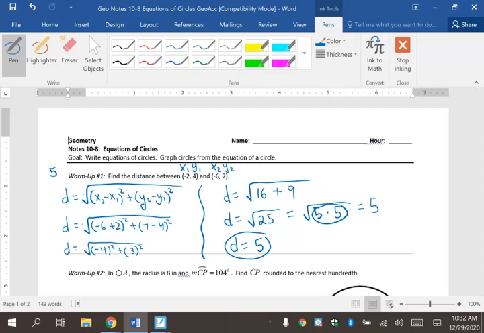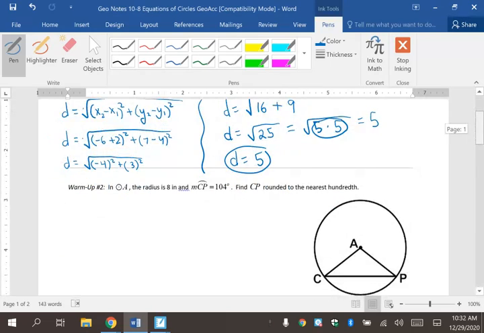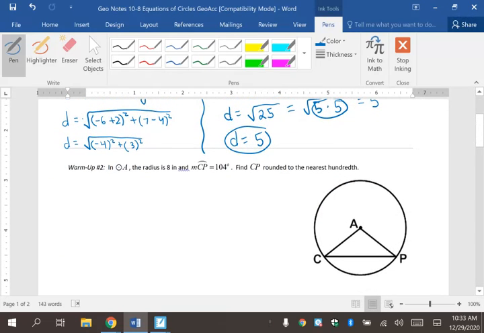Let's go ahead and do the warm-up number 2. In order to do the warm-up number 2, we want to find the length of CP. Let's call that X. However, we are going to draw in a right angle. So we have a right triangle we will work with. And we will find A, and then we will double A to get our final answer. The radius is 8, and the arc measure of CP is 104 degrees. So the central angle is 104, but we're going to take half of 104, and that's 52.